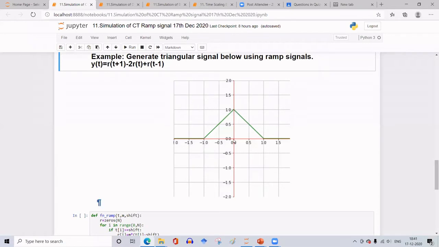So we must start a ramp at the origin with slope equal to -2. So this is -2 R of t. Next, this continues even after 1, but we want it to become 0 at this point. To make it 0 for t greater than 1, for all values up to infinity, start another positive ramp at t equal to 1. So that is R of t minus 1. So this triangular wave has the equation y of t equal to R of t plus 1, minus 2 R of t, plus R of t minus 1, which you are familiar with.